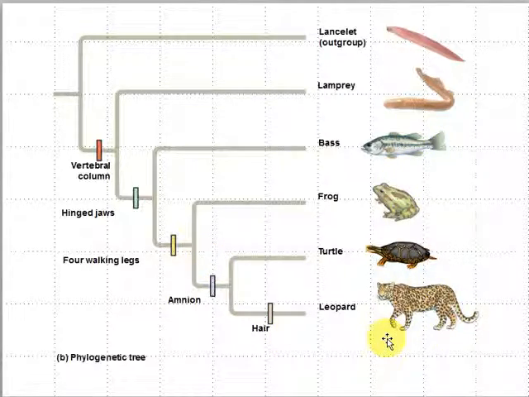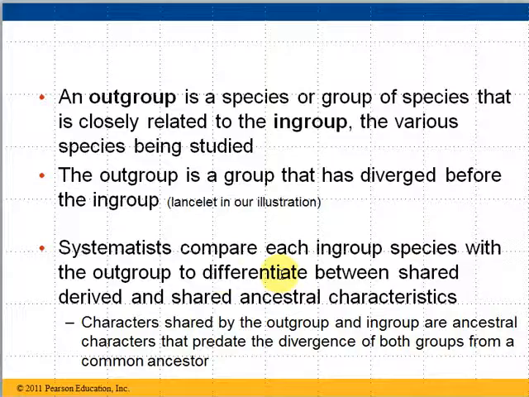Systematists will compare each in-group species with the out-group to differentiate between the shared derived and shared ancestral characteristics. Characters shared by the out-group and the in-group are ancestral characters that predate the divergence of both groups from a common ancestor. So if you want to look at a character that's shared by the out-group and the in-group, well, that's an ancestral character that predates the divergence.